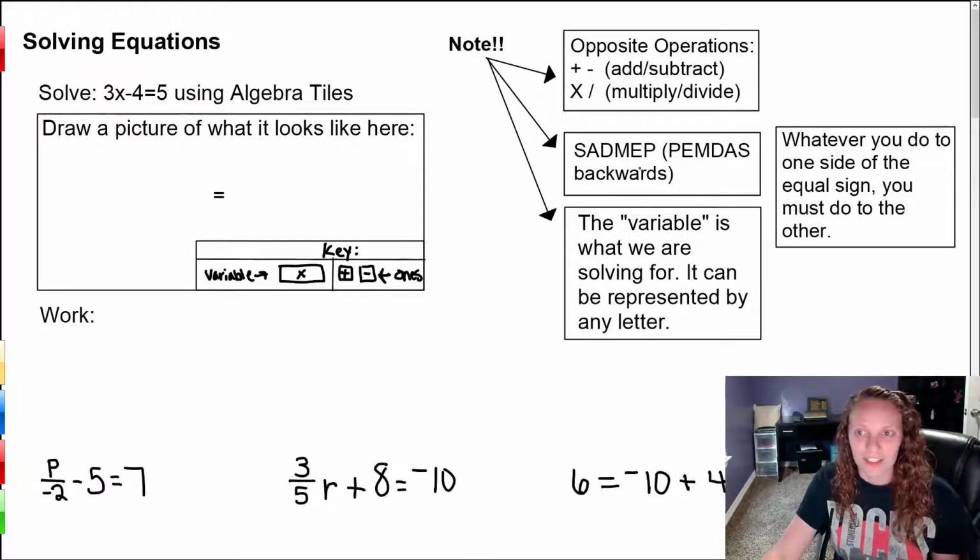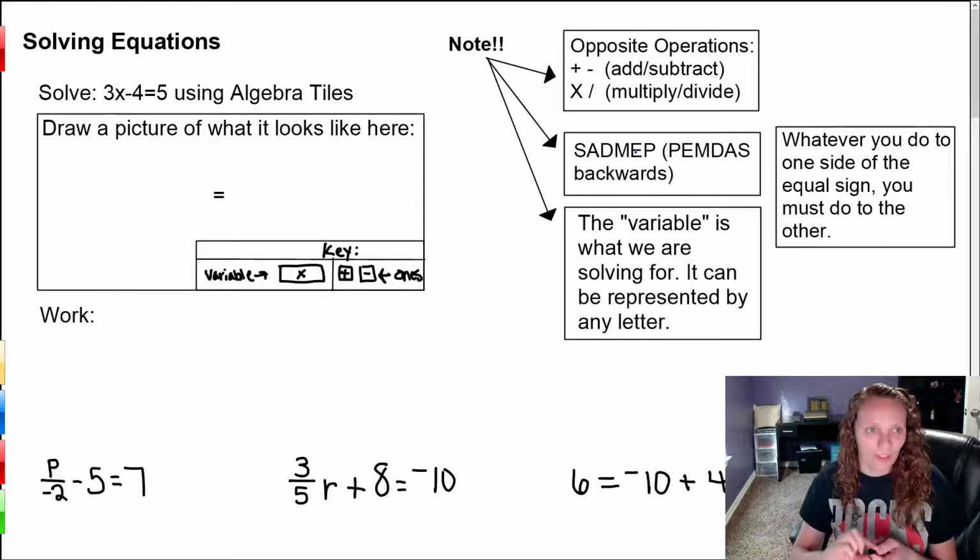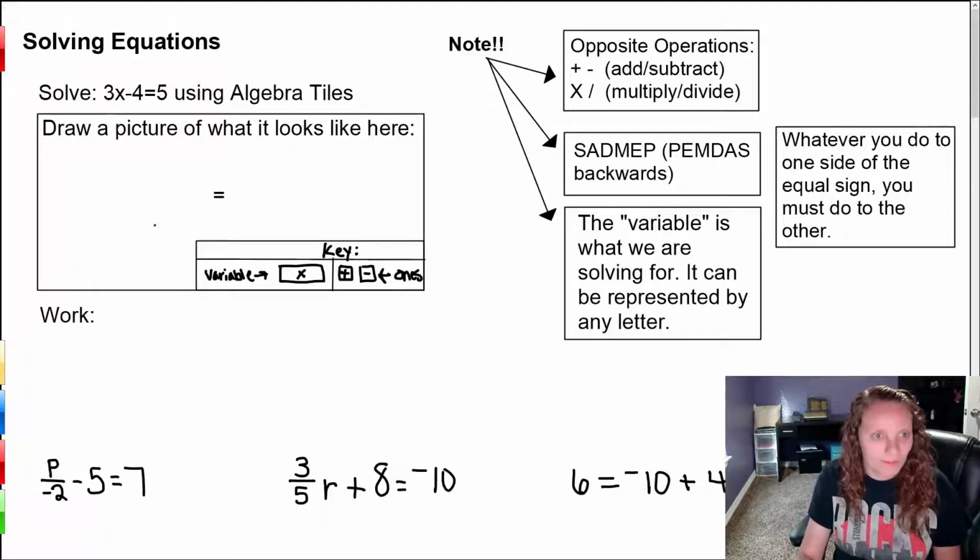Last year, you practiced a lot of PEMDAS, order of operations. Well, to solve for a missing number in an equation, we are going to have to do PEMDAS backwards. So, let's look at the first one. We have 3x minus 4 equals 5.